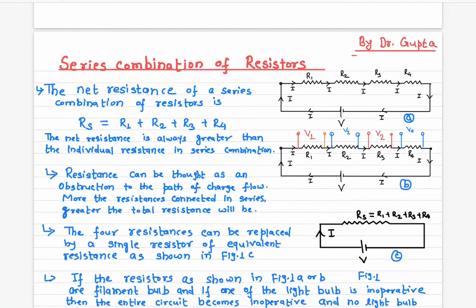In this video, I'll be talking about the series combination of resistors. Resistors can be connected in a series or in parallel. There are different configurations in which resistors can be connected in a circuit. So here, first I'll talk about the series combination of resistors.